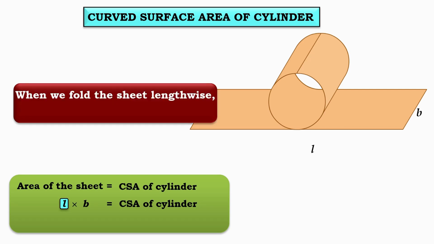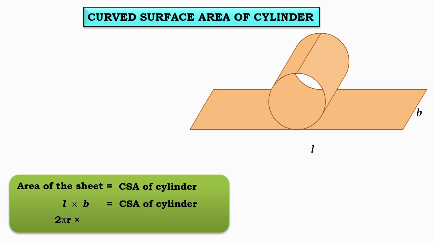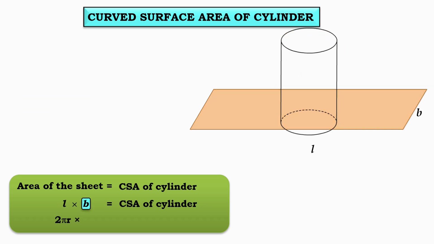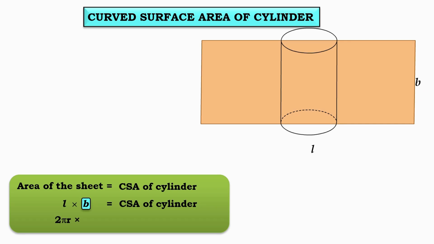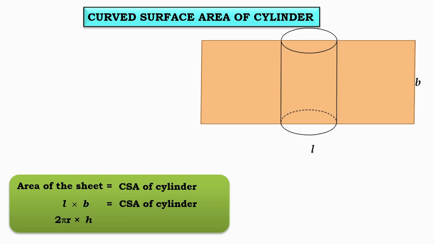Now when we fold the sheet lengthwise, the length of the sheet becomes the circumference of the circular cylinder. We know that the formula for circumference is 2 pi r. So now L becomes 2 pi r, and B becomes the height of the cylinder. You can clearly see that the breadth of the sheet is equal to the height of the cylinder, so that is equal to h.